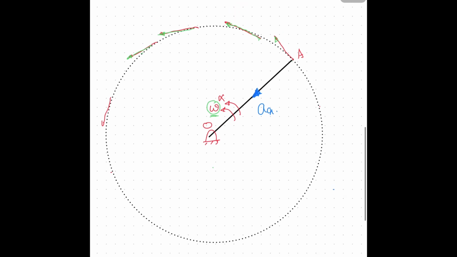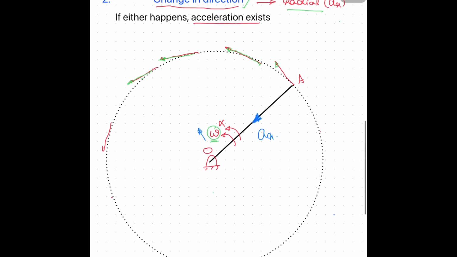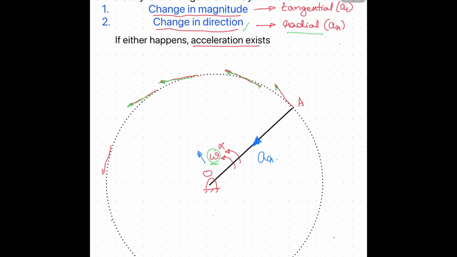Now, suppose omega is changing, that means we are increasing omega. What will happen? The velocity magnitude will change. When the velocity magnitude changes, the tangential acceleration component will exist. The tangential component of acceleration is perpendicular to the link OA. That means it is in the same direction as the velocity, which is AT.